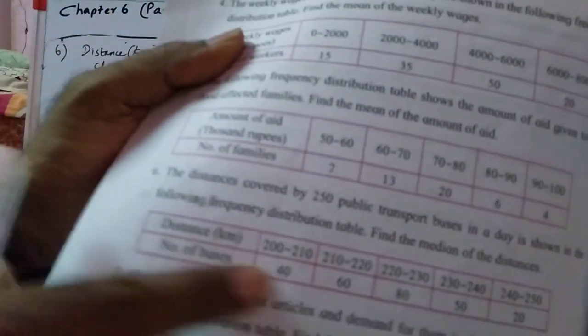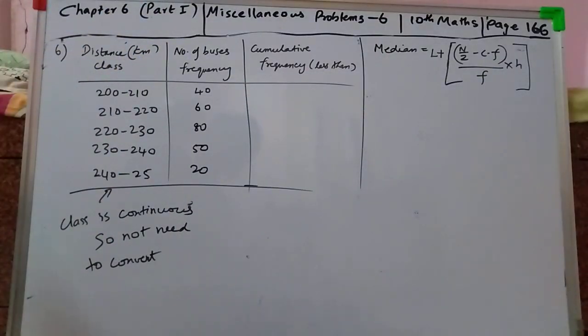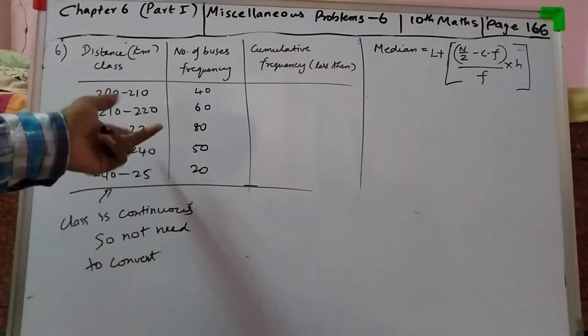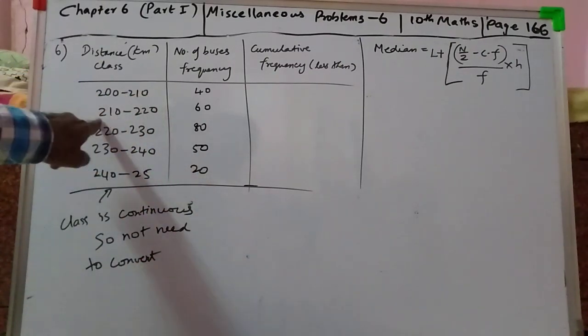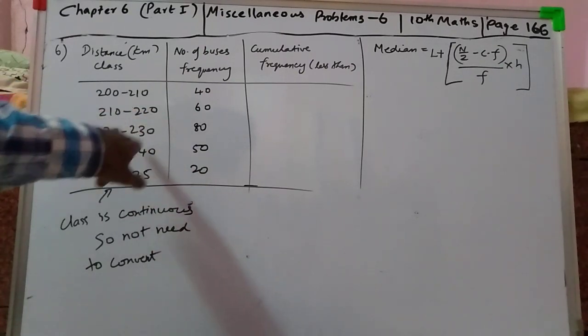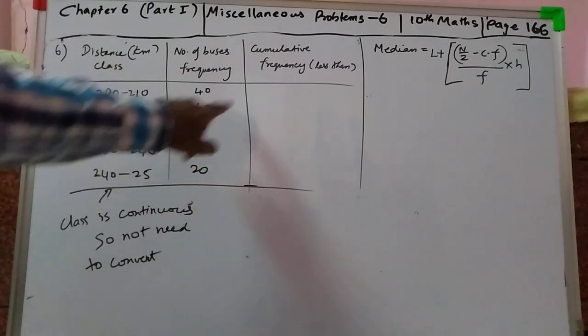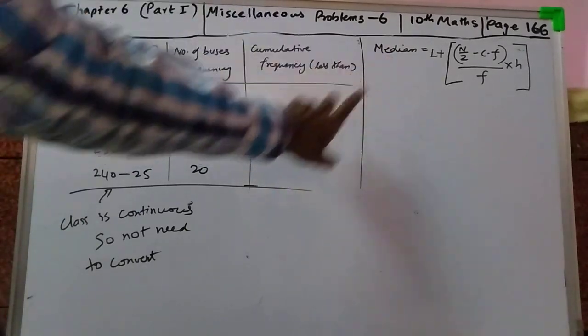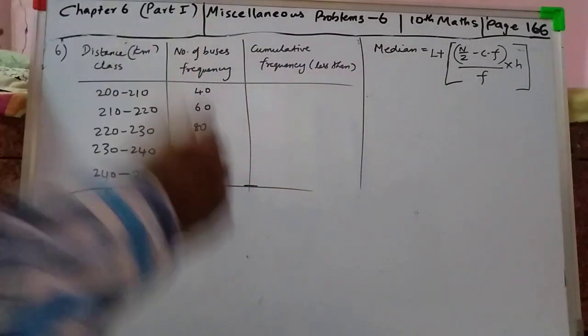So we'll do the sixth problem. Find the median. The class is continuous. So there is no need to convert into continuous because this is the same, 210, 210, 220, 220. So there is no need to change the frequency again. We have to find the cumulative frequency less than type for the median. First we will find this.